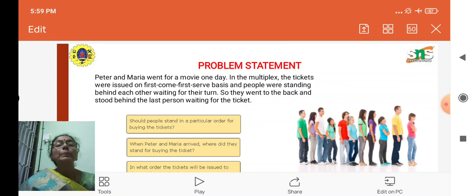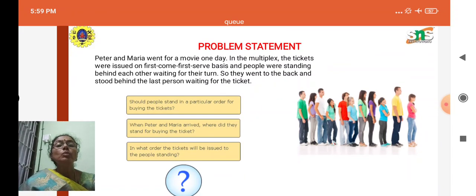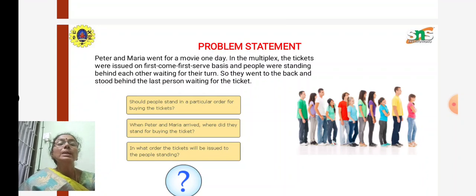One is, should people stand in a particular order for buying the ticket? The second one, when Peter and Maria arrived, where did they stand for buying the ticket? And third one, in what order will the tickets be issued to the people standing there? So these are all the questions that were raised. Can anyone guess what solution can be given to the above scenario?